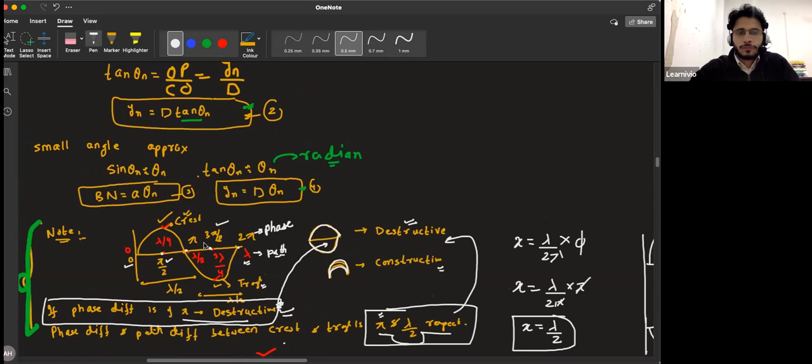So what will be for constructive interference? For constructive, your phase difference should be 0 or 2 pi, and similarly, your path difference should be lambda. Then you will get constructive interference.